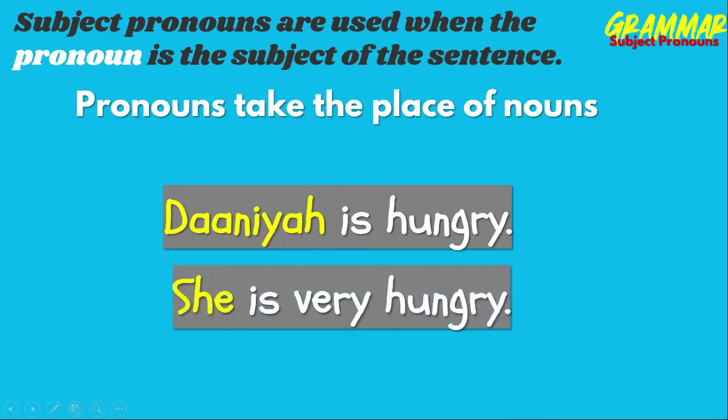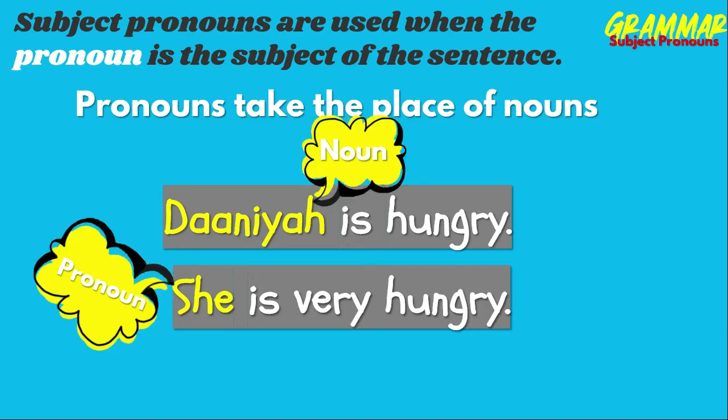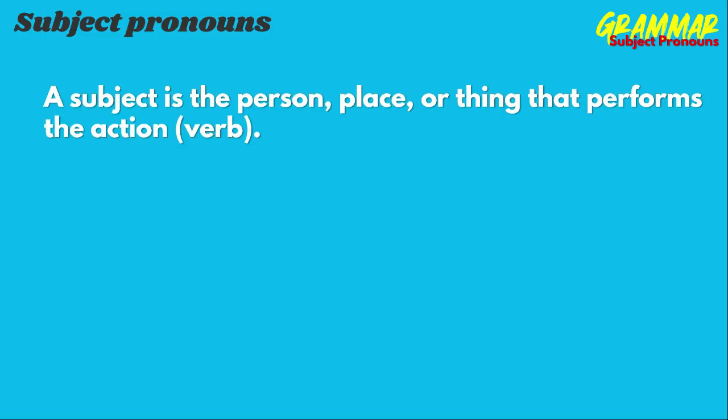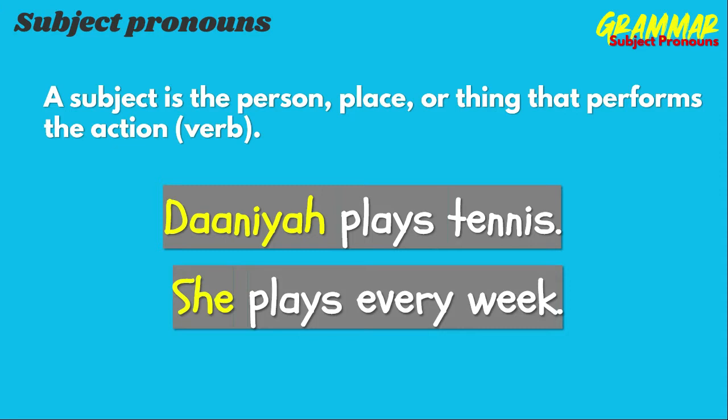She is very hungry. First sentence has a noun. The second sentence has a subject pronoun, which is she. She is very hungry. We are looking at the subject pronouns. A subject is the person, place, or thing that performs the action. So the pronoun in that case will be a subject. Dania plays tennis. She plays every week.